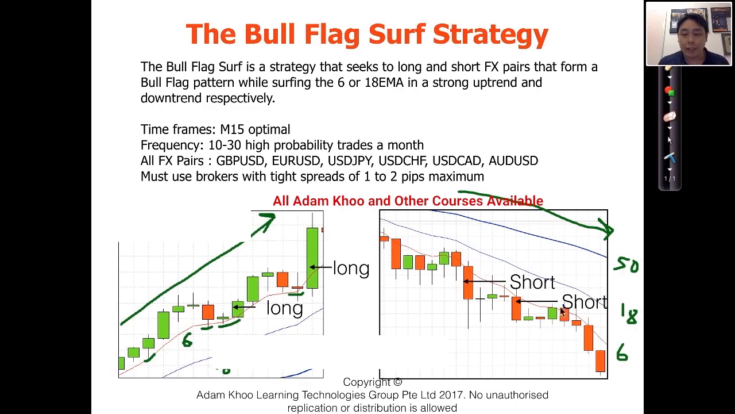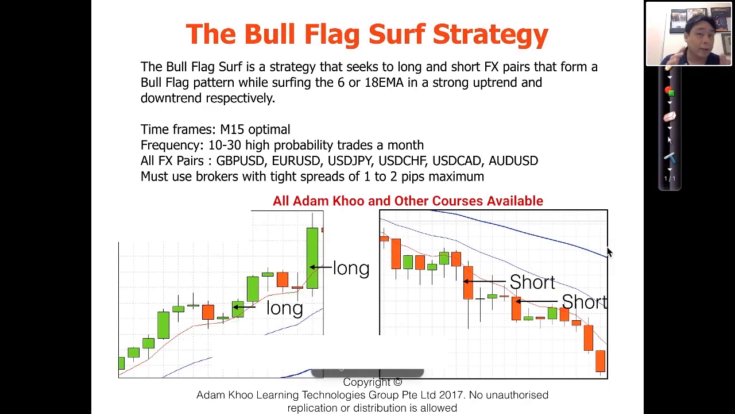And over here, you can see that it is surfing on the 6 EMA, which is this red line. You can see it's surfing very nicely. That's called surfing. It touches it, it goes, touches it, it goes, touches it, it goes. So that's what I mean by surfing. And we're looking for those times when it surfs the 6 moving average or the 18 moving average. So understand surfing right now. Hope you understand that.